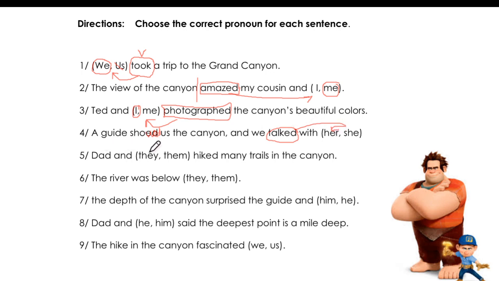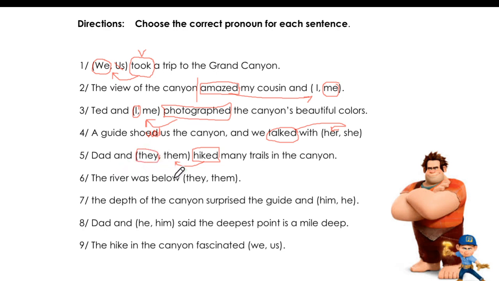Dad and they or dad and them hiked many trails in a canyon. Hiked is an action. The pronoun is before. So what shall we use? Dad and they or dad and them hiked many trails? Dad and they. We need to use subject pronoun.